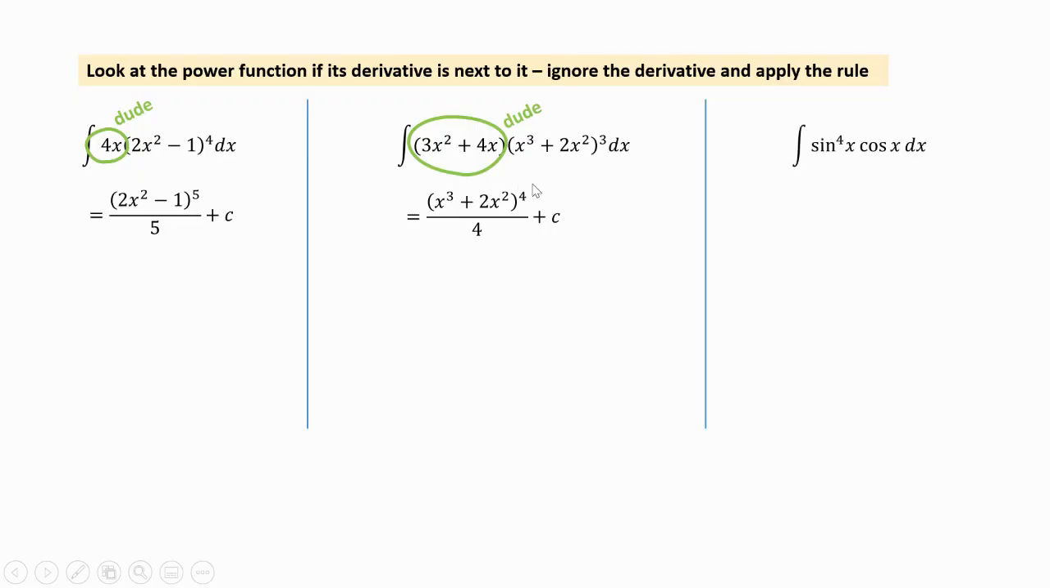Okay, if I have something like this, same sort of thing, I've got the power function. So my power function is sine x to the power of 4. What is my derivative? This is my sine x. The derivative of sine x is cos x. So that is the dude. So I ignore the dude and integrate the bracket. Okay, I hope that makes sense. If not, you need to go back to the others and practice that, and then come back to this and practice this.